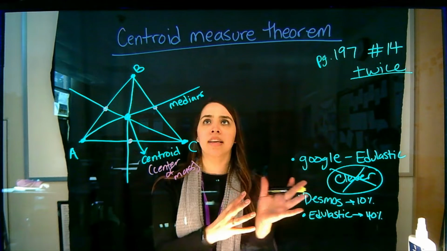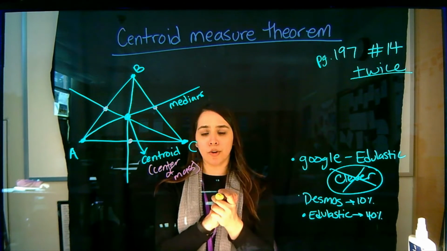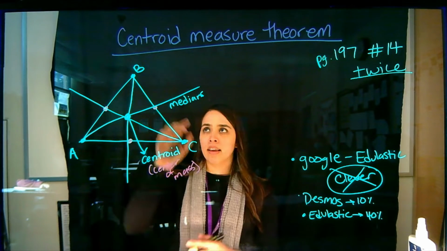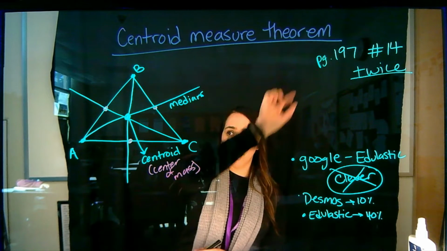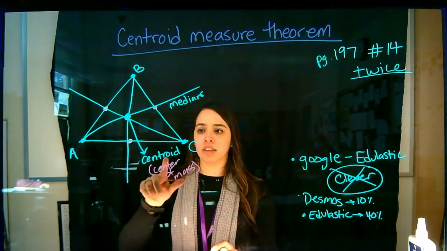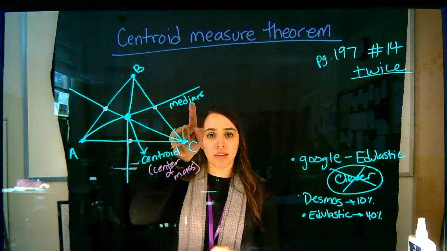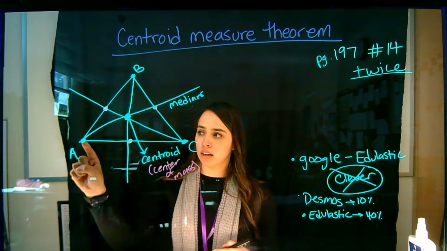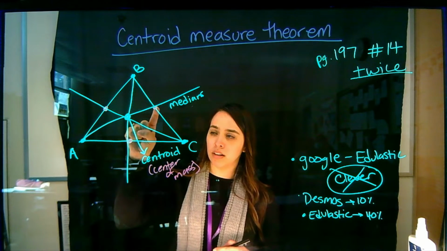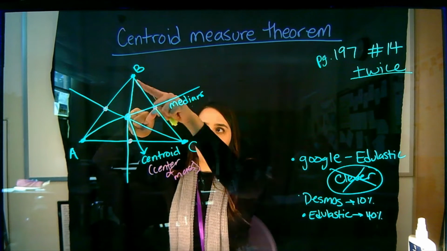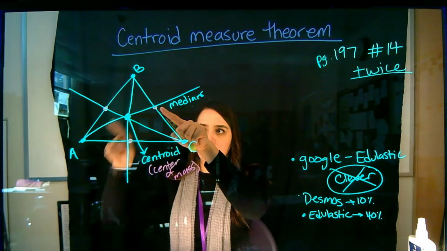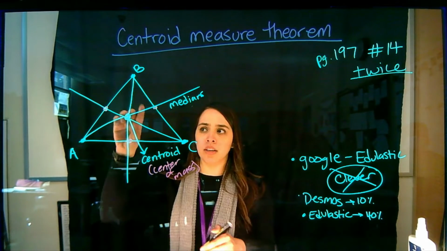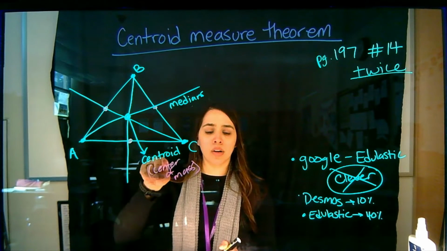So the last thing for me to teach you for this week, the second week back from winter break, which is also week 20, is the centroid measure theorem. Just a reminder that the centroid is where all 3 medians intersect. What's a median? A median is where a vertex is connected by a segment to the opposite side at the midpoint. So from the opposite midpoint to the vertex. So we have 3 medians. Where those 3 medians intersect, that's called a centroid.